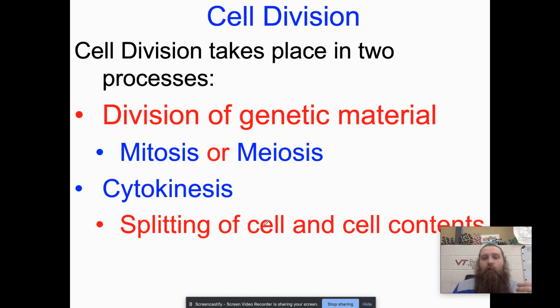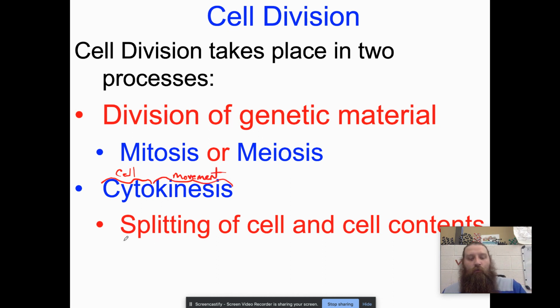Cell division is going to take place in two processes. If you're just dividing your genetic material in order to make two daughter cells that are clones of the parent, then you're undergoing mitosis. If you're making gametes, which is the scientific name for a sex cell, like a sperm or an egg, then you're also going to undergo meiosis. Cytokinesis is the last step in both of these, and it's the movement of the cell and the cell contents in order to form two distinct daughter cells. Remember that cyto, that prefix, means cell, and kinesis means movement.